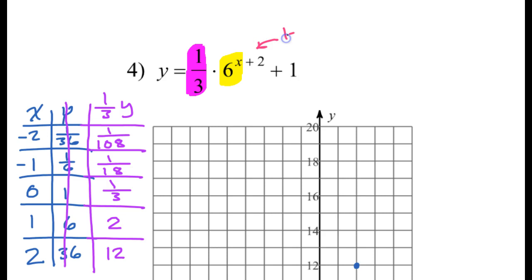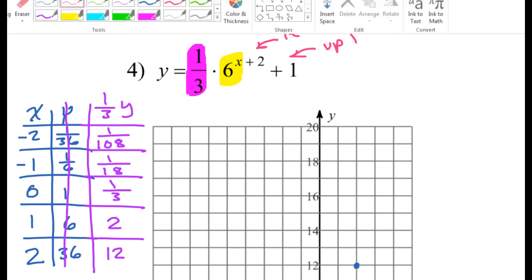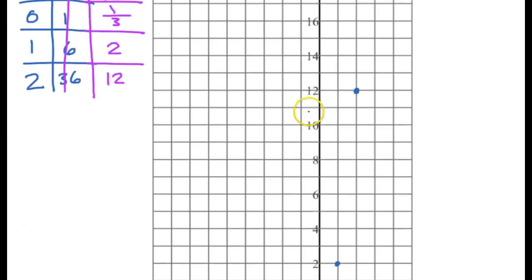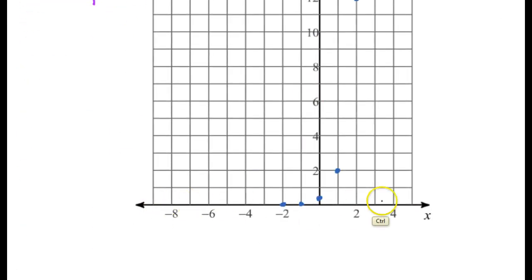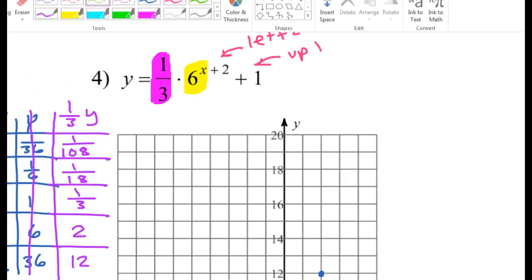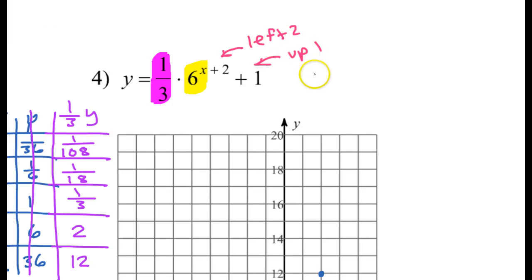This +2 means that we are going to go to the left 2, and this +1 means that we are going to move everything up 1. Now that up 1 is going to also affect the horizontal asymptote, which starts off at the x-axis, but if I move it up 1, this is my new horizontal asymptote. Okay, so now I will move each of the dots that I just graphed left 2 and up 1.